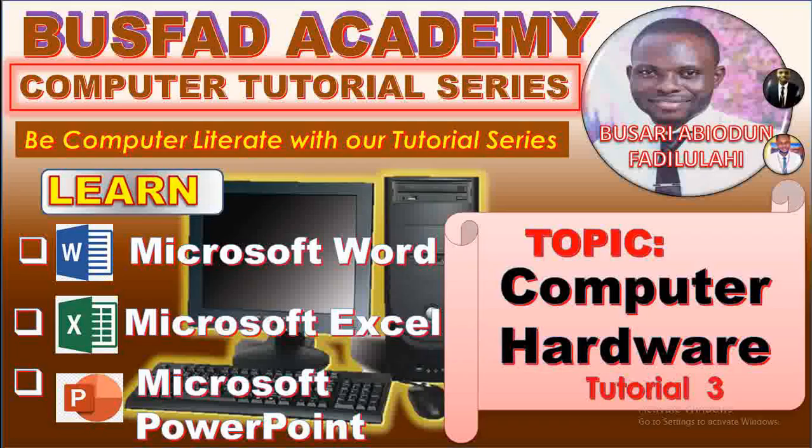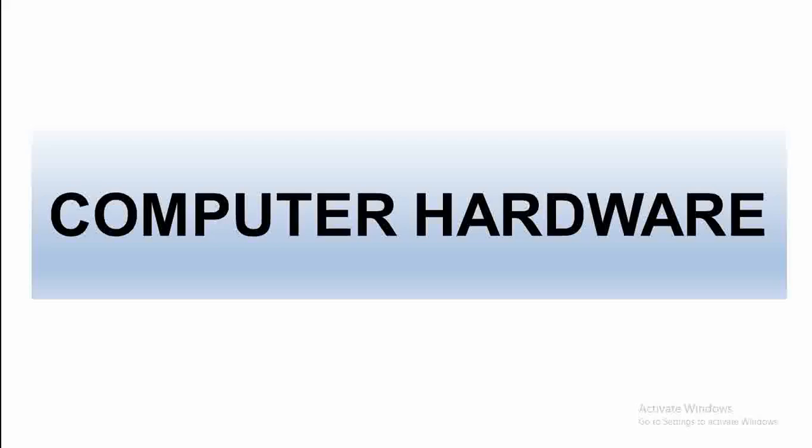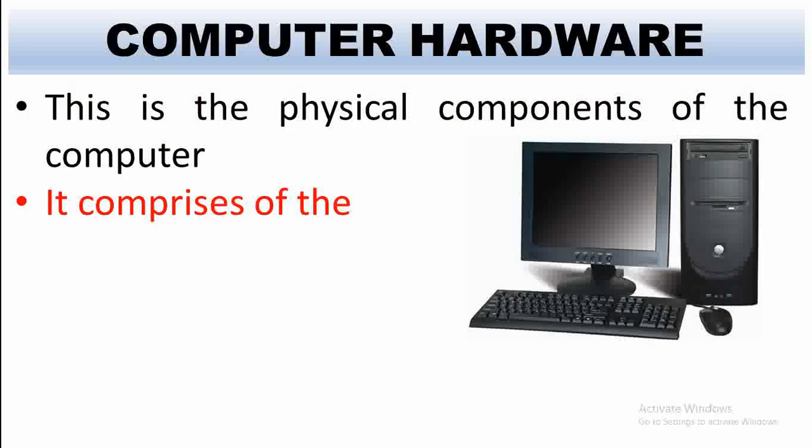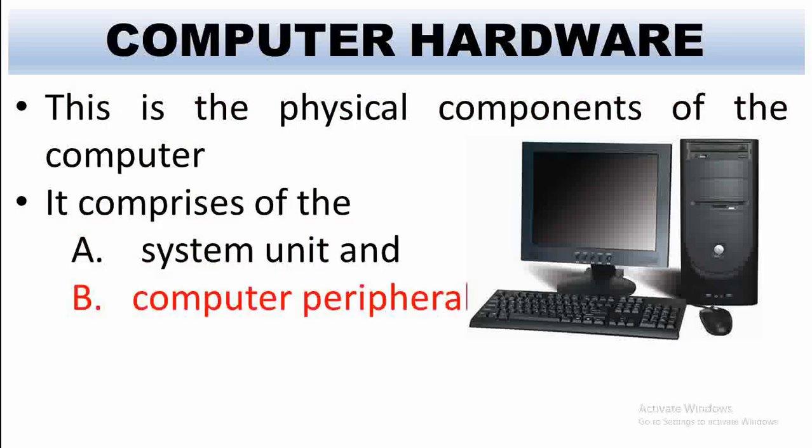In this video, I will be discussing computer hardware. So, what is computer hardware? This is the physical component of the computer, and it comprises the system unit and the computer peripherals. Those are the two ways in which we can divide the computer hardware.